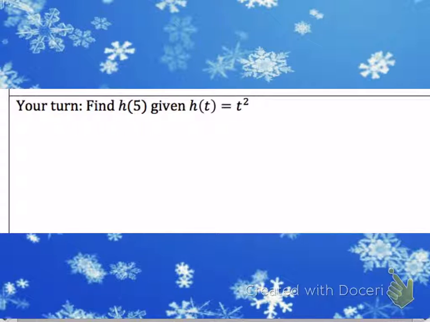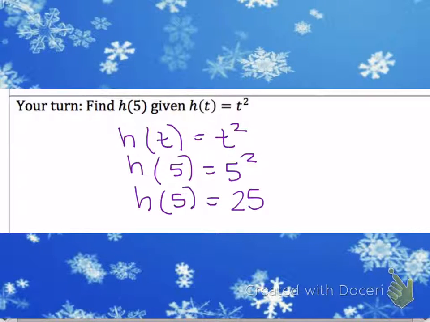Your turn for the next one. You're being asked to find h of 5, given that h of t is t squared. So plug in your value for t and find t squared. Enter your answer on Edpuzzle. I hope you got 25. If you didn't, make sure you bring your questions to your algebra teacher.